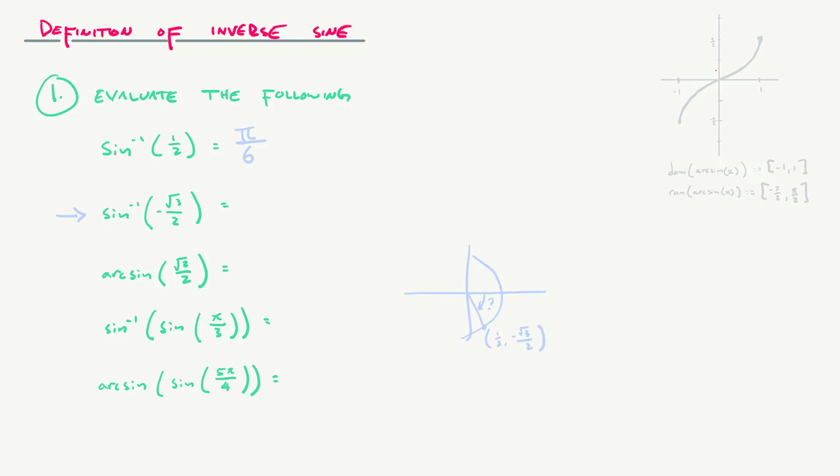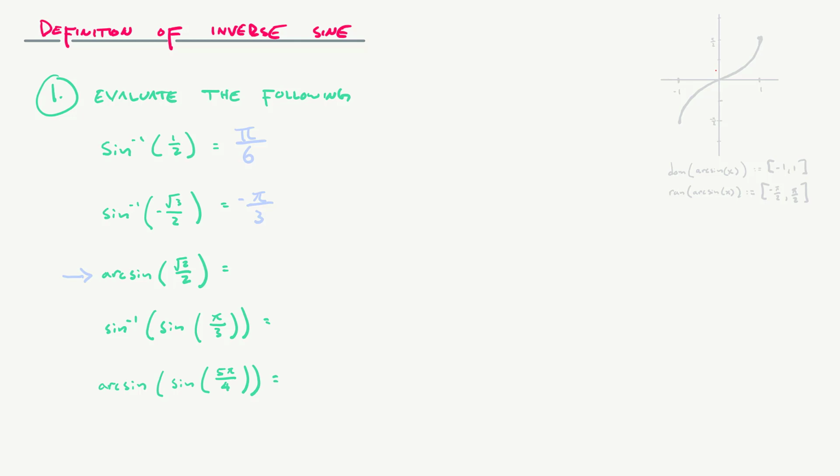Well, since it's negative, we're definitely in quadrant 4, some kind of negative angle. The only angle that produces negative square root 3 over 2 as a y coordinate is negative pi over 3. So the sine inverse of negative square root 3 over 2 is negative pi over 3 because the sine of negative pi over 3 is negative square root 3 over 2.